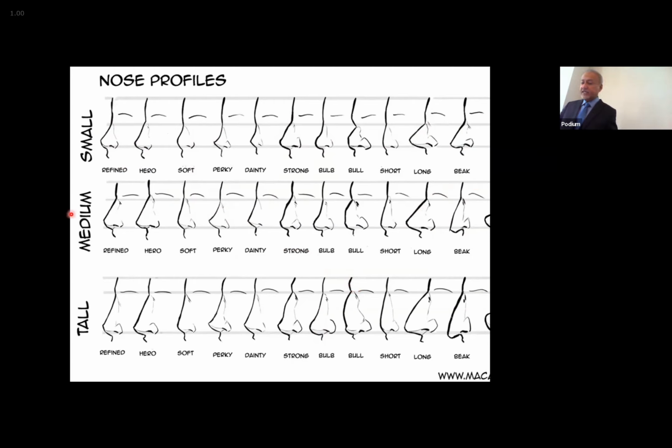Can you all see the difference? Yeah, Mona said DNS. DNS is deviated nasal septum. Yes, but there are other causes of deviated nasal septum.